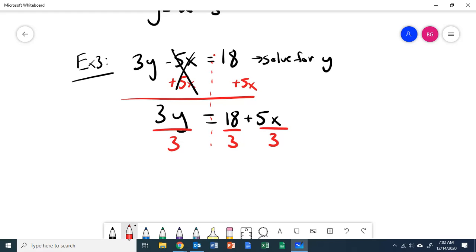So on the left-hand side, you're going to have y equals, because the 3's cancel out. And then on the right-hand side, 18 divided by 3. Well, that's just 6. Okay. Plus 5 divided by 3. Oh, that one we can't really do. So I'm just going to write 5/3. I can't reduce it at all. I'm just going to move my x down to the side. Okay. So you would have a y-intercept of 6. And you would have a slope of 5/3.